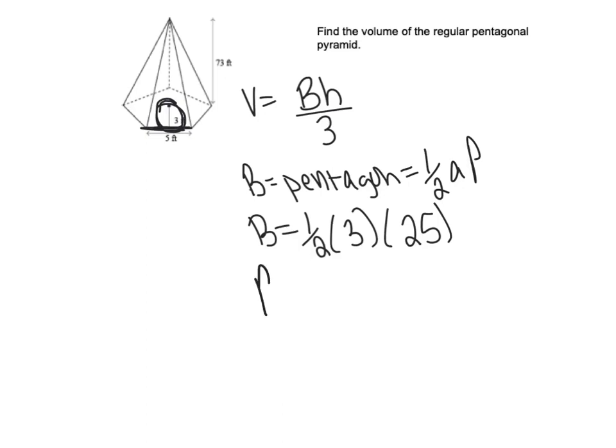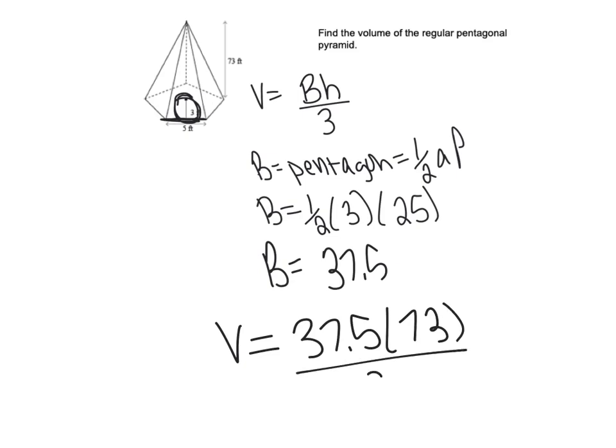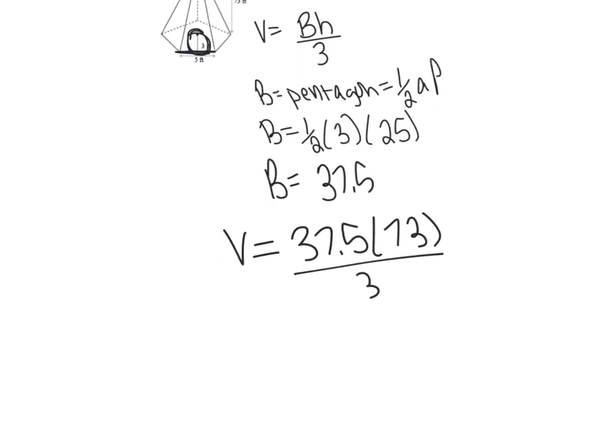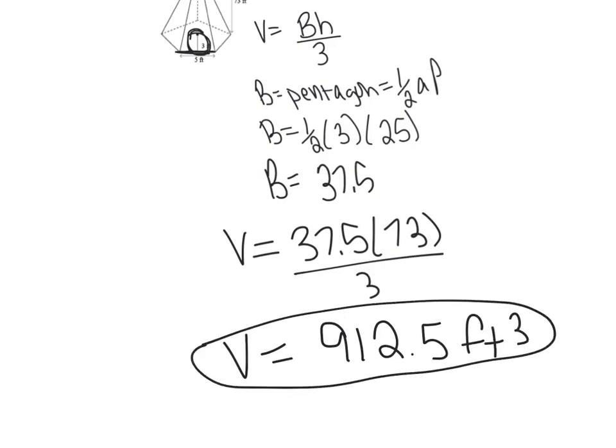So the area of the base is 25 times 3 times 1/2, which is 37.5. And then we can say our volume is the area of the base, 37.5, times the height of our pyramid, which is 73, divided by 3. And our volume is 912.5 feet cubed. Okay.